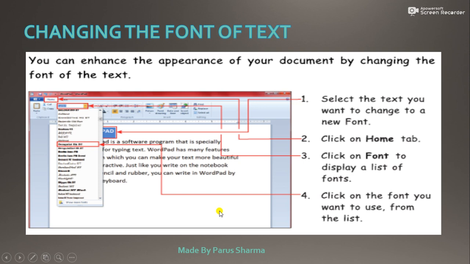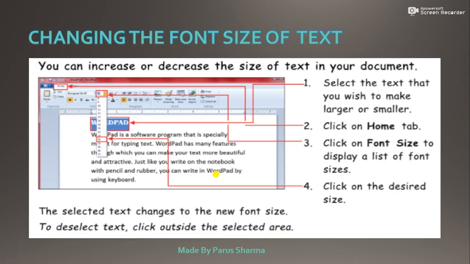Then you can change the font of the text also by clicking on the font style option given in the Home tab, font group again. You can change the font style of your text. Font means the text which you have written in your WordPad window. You can change the style of your text from here. Then you can change the size of the text by clicking on the size button given in the font group again. You can select any size for your text to enhance it.